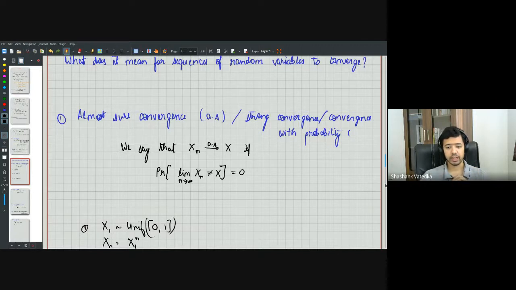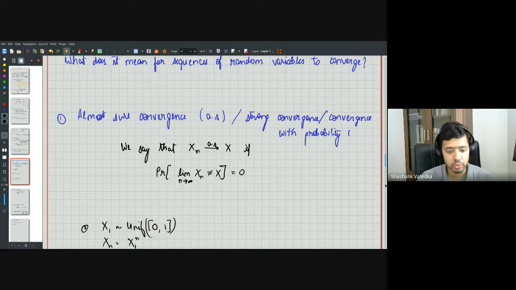Okay, and unlike deterministic sequences, the concept of convergence of random variables is slightly more nuanced. So since we're out of time, we will discuss this in our next class.